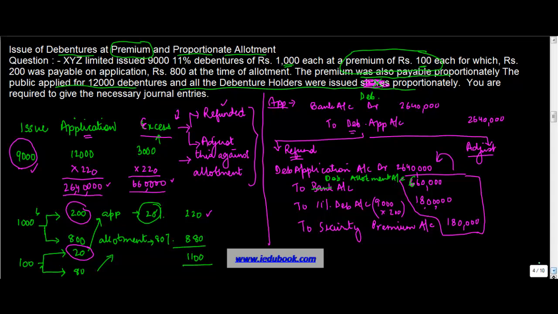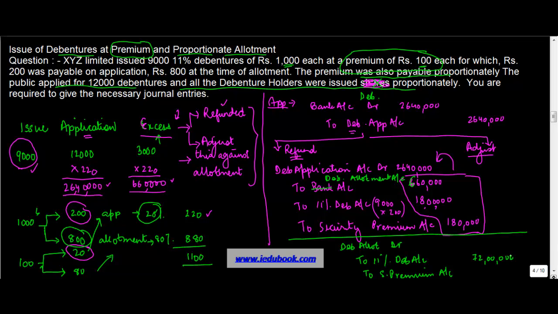Now what will happen at the time of debenture allotment? Again, when the debenture allotment money is due, you will write debenture allotment account debit to 11% debenture account, to securities premium account. So basically on 9,000 debentures, 800 is due towards the allotment. So 9,000 into 800 gives you 7,200,000. And on 9,000 debentures, 80 rupees per debenture will be due for securities premium. So this will be 720,000 and the total will be 7,920,000.